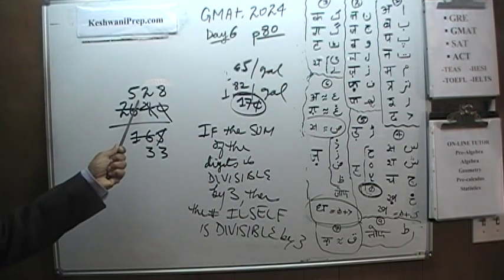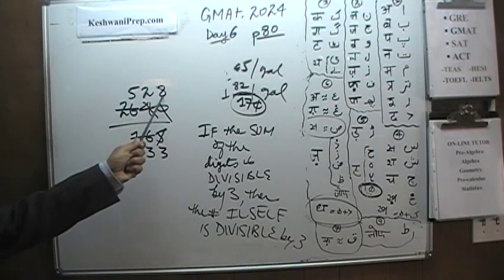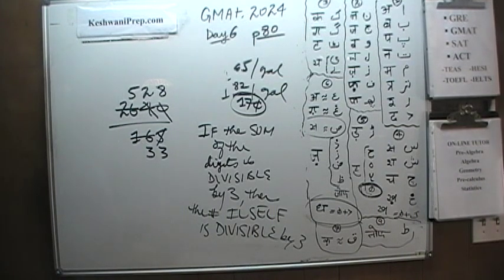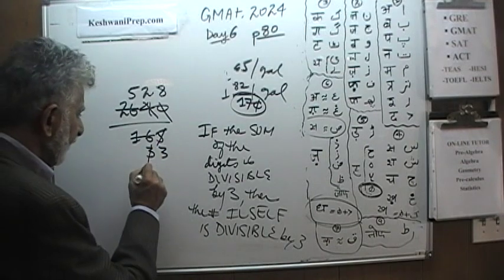This number is divisible by 3. How do we know that? Because 2 plus 5 is 7, 7 plus 8 is 15. This number is divisible by 3. Let's divide top and bottom by 3. This is very easy. It's going to become 11.